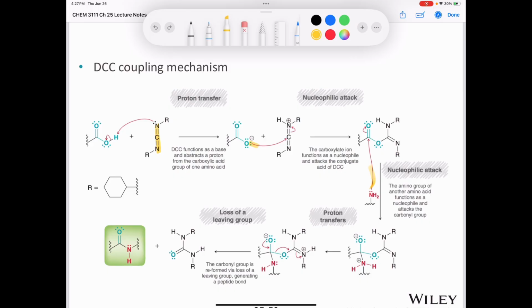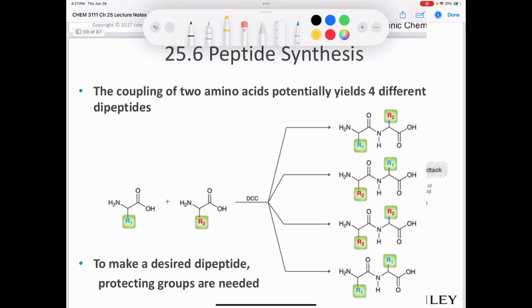Now, I'm not going to quiz you on this mechanism, but if you took upper level organic chemistry classes, this is a very common mechanism, but again, not a mechanism that I'm going to quiz you on. You just need to know the reagent can be used to join the carboxyl group to an amino group to make a peptide bond. Now let's say you had two different amino acids.